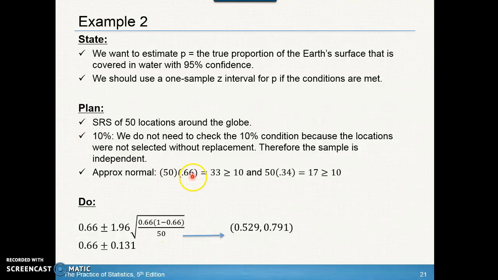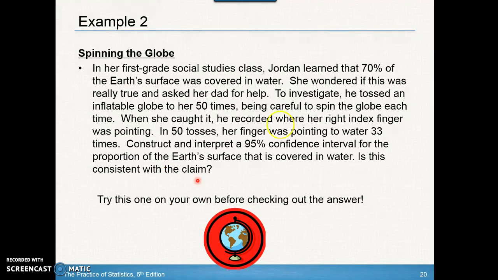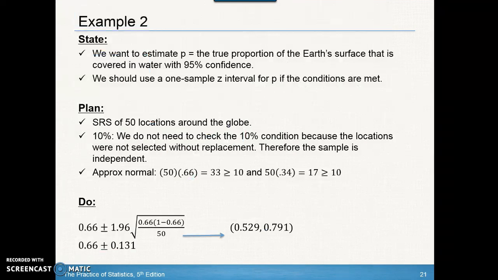Approximately normal, you've shown your plug-ins, 50 times 0.66, 50 times 0.34, and if you're wondering where that 0.66 came from, just remember that's from the original question of 33 over 50, so you actually have to find that proportion, and both of those are greater than 10. Make sure that you're stating independent and approximately normal. Point estimate was 0.66. 1.96 is your critical z-score for a 95% confidence interval. I'm actually thinking that you'll pretty soon just have that memorized.